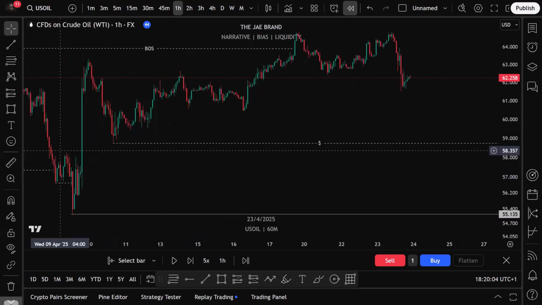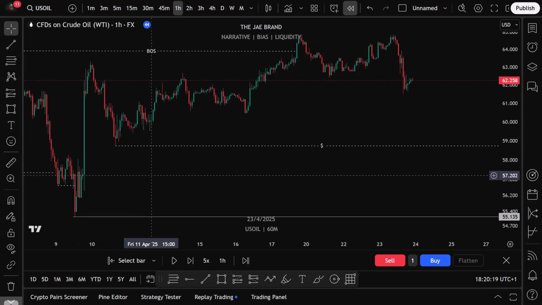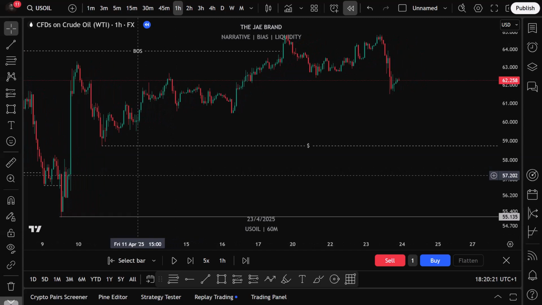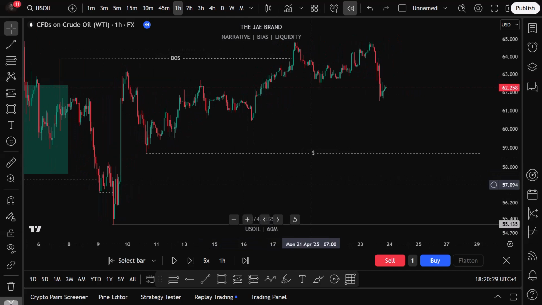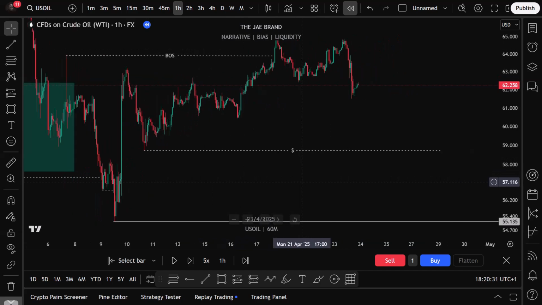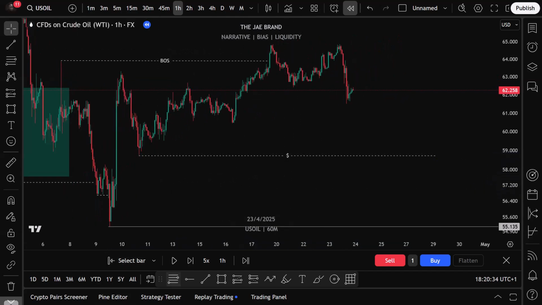And I can see this breaker block here, and then I can see a little order block here. But it is always advisable to make use of the closest POI to your liquidity. Okay, the closest POI.